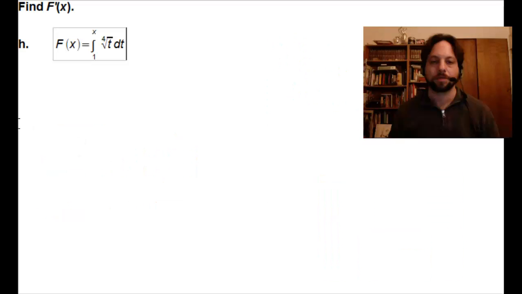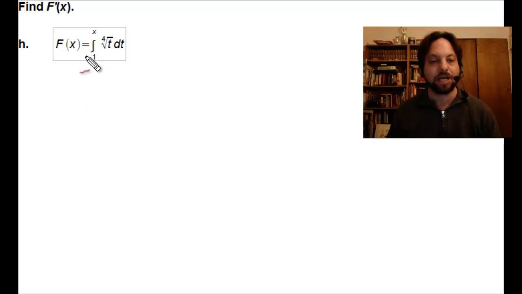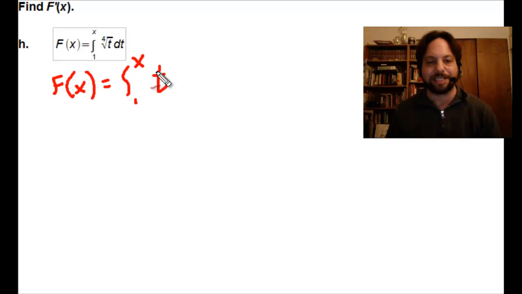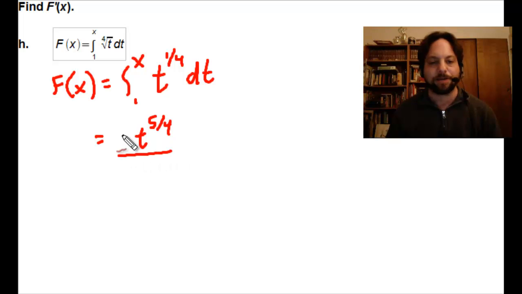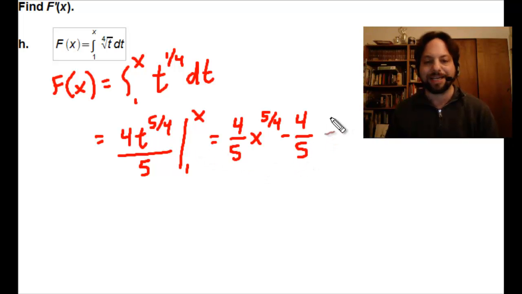Let's take a look. So let's do example H as if I had not yet shown you the second fundamental theorem of calculus. How would we evaluate this integral? Well, it wouldn't be too difficult. This is not a bad integral to do. I am going to rewrite it, however, as t to the 1/4 power dt. And now when we go ahead and handle this, what we're going to end up with is t to the 5/4 divided by 5/4. And if we evaluate that from 1 to x, what we'll end up with is, of course, 4/5 x to the 5/4 minus, when I plug 1 in here, I just get 4/5.